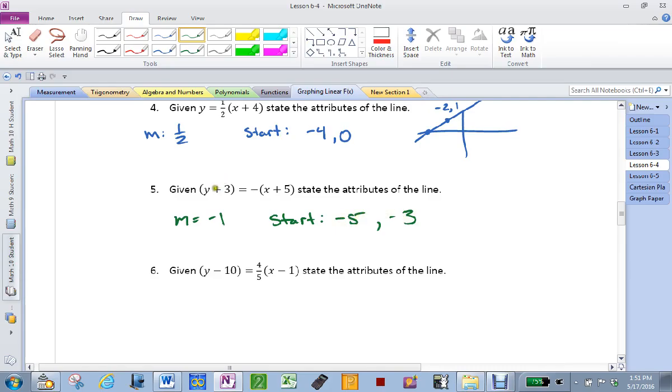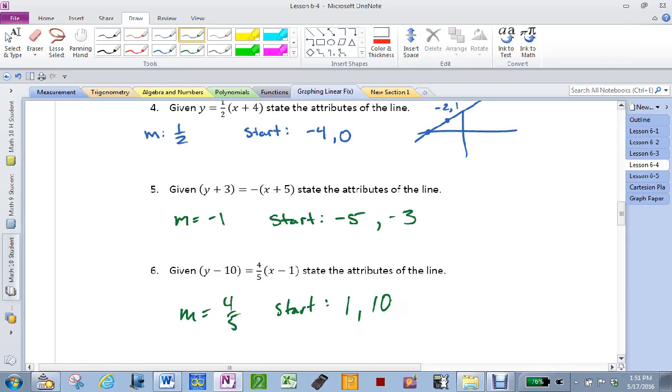What's the M? Negative 1. What's the start? Positive 5. Negative 5. Negative 5, negative 3. Because it still has to equal both sides. Still has to be 0 in there, right? If you said positive 5, this would have been 5 plus 5, which would have been 10. Oh, okay. Everybody cool? Do we need to graph it? No? Good. And this one?